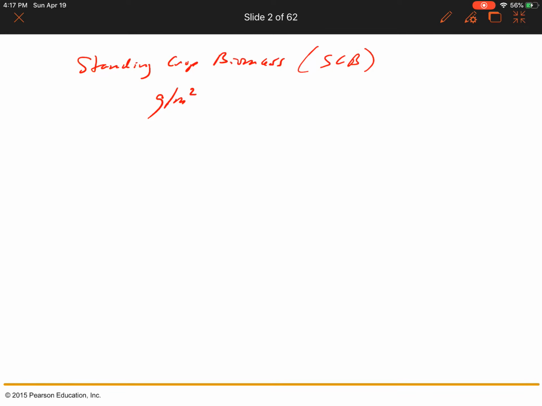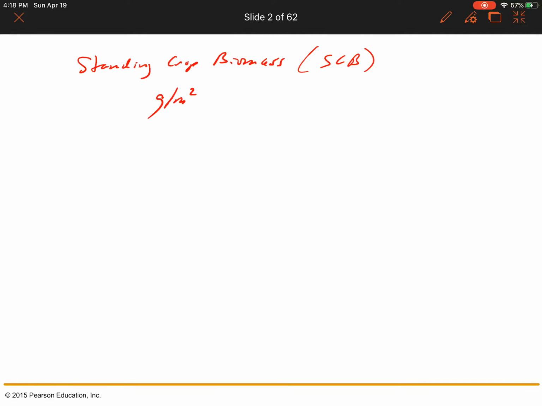It's not a rate, so it's not the same as productivity, because it's not talking about the amount of something per unit time. This is just talking about the amount of plant biomass, let's say, on a square meter of land at a given moment, not over some period of time. So it's not the same as productivity.